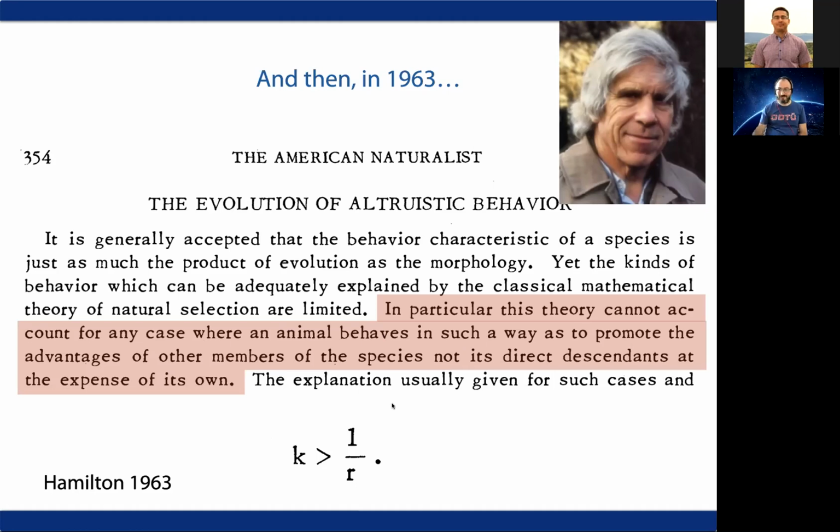And then in this paper, I really encourage you to go and read it, because it is basically just a verbal description of how this is going to work. Then there's a single equation here, which is K, and K here is B over C. So the ratio of B to C is greater than 1/R. Hamilton just asserts in this paper that if B over C, the benefit to cost ratio, is greater than 1/R, which is the relatedness coefficient, then such behaviors can evolve, and otherwise they won't evolve.